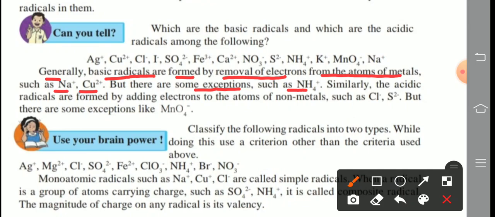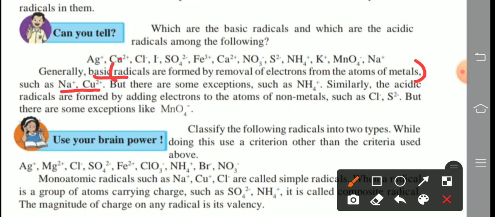So if your question is asked like this, define basic radical, how to write the answer? You write the answer this way. See here. The radicals start from here. The radicals formed by removal of electrons from the atom of metals, clear? Are called basic radicals. For example, Na plus, Cu2 plus, etc.